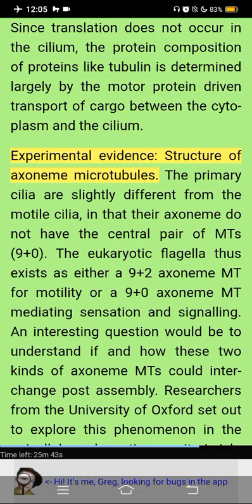Experimental evidence. Structure of axoneme microtubules. The primary cilia are slightly different from the nodal cilia, in that their axoneme do not have the central pair of MTs, 9+0.